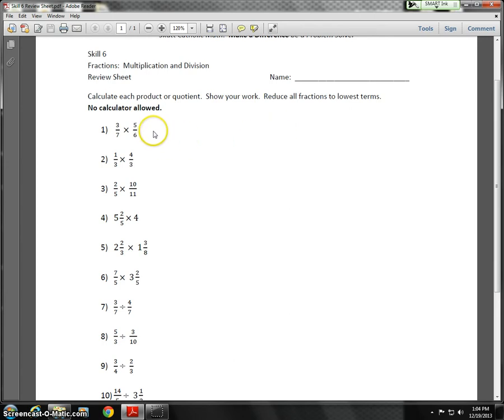So we have 3/7 times 5/6. Now when multiplying fractions, very simply all we have to do is multiply across the top, 3 times 5, which is 15, and multiply across the bottom, 7 times 6, which is 42. We can then look, can we reduce this fraction at all? Well, 3 goes into both 15 and 42. So 3 goes into 15 5 times. 3 goes into 42 14 times. That gives us an answer of 5/14. So my answer for number 1 is 5/14.